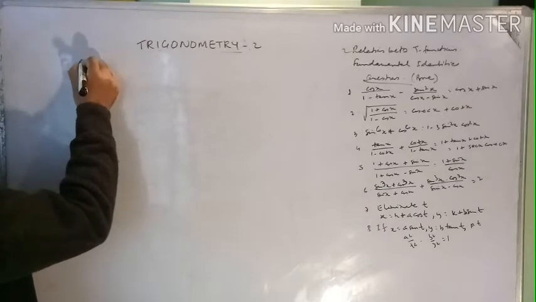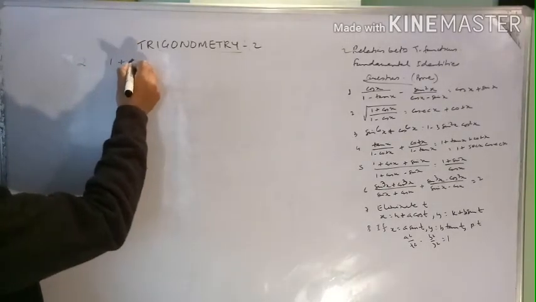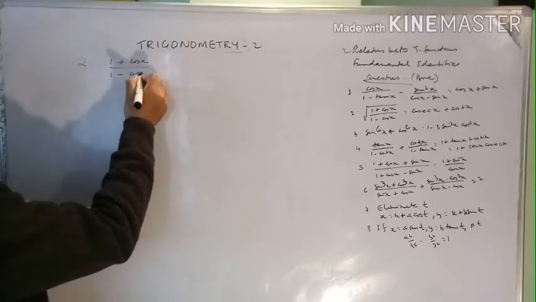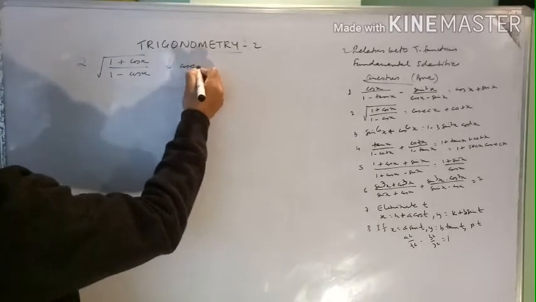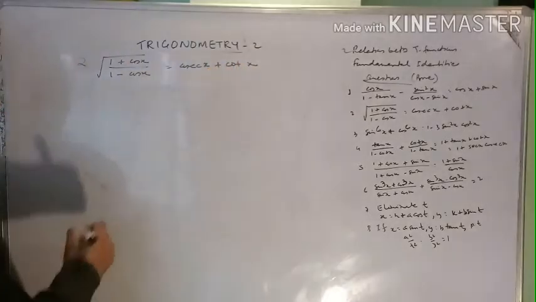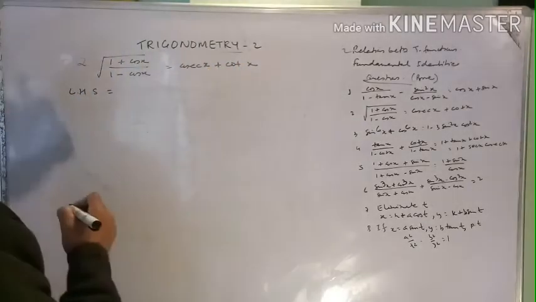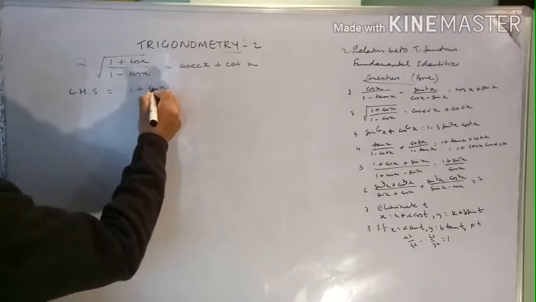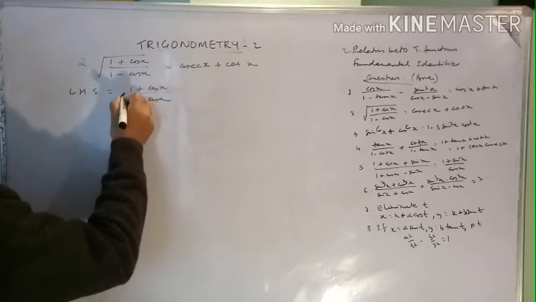Question number 2. We have to prove that root of (1 plus cos x) over (1 minus cos x) is equal to cosec x plus cot x. So here also we'll begin with the left hand side. What we have? Root of (1 plus cos x) over (1 minus cos x).